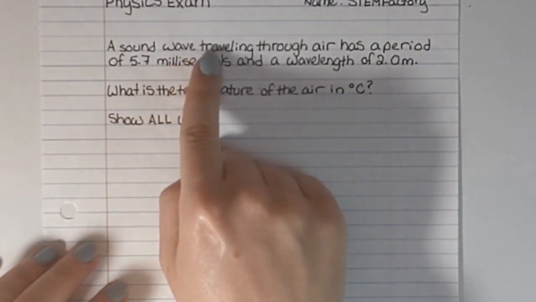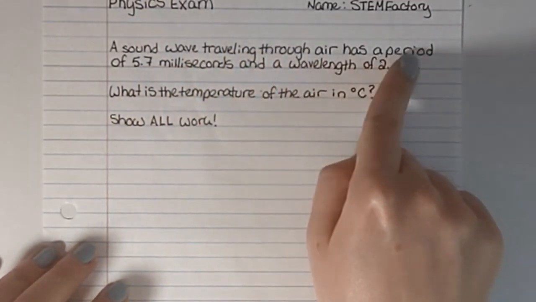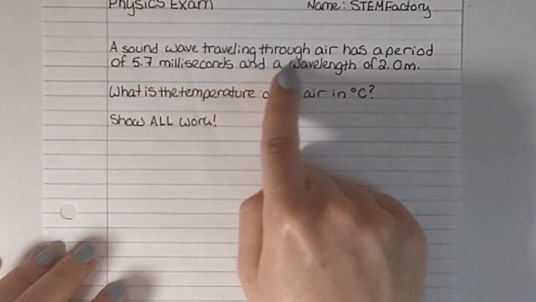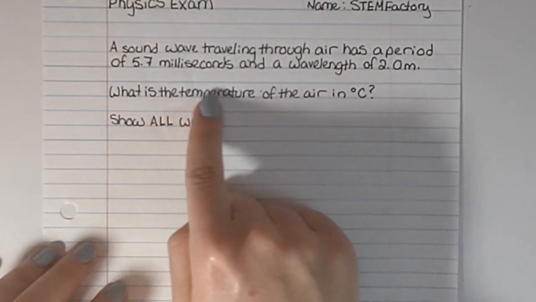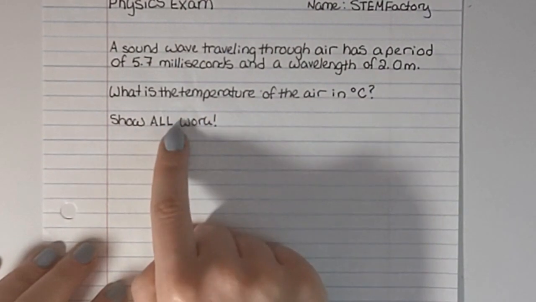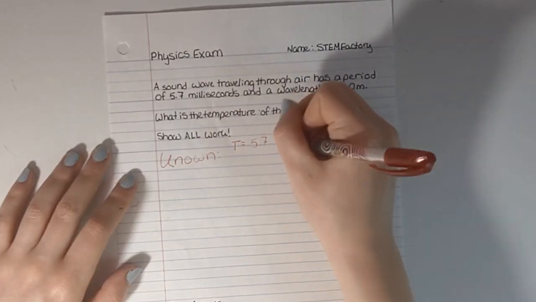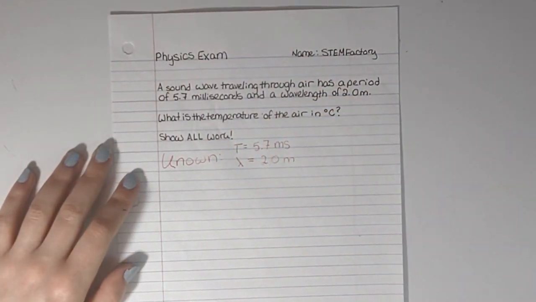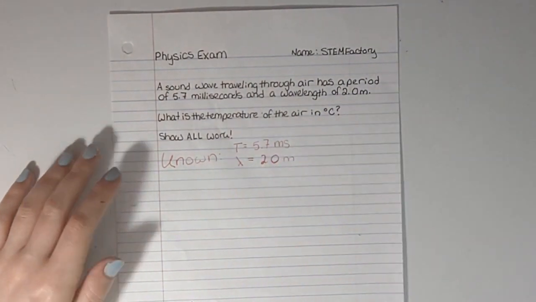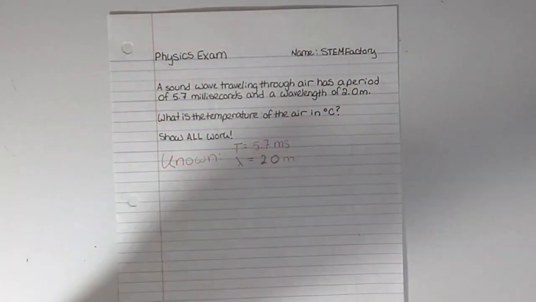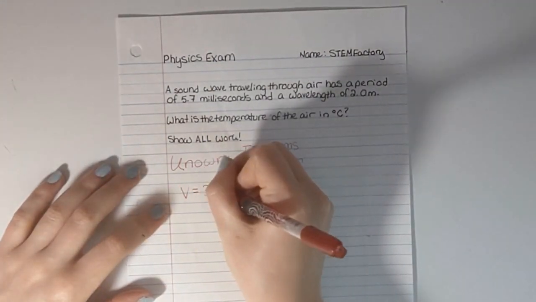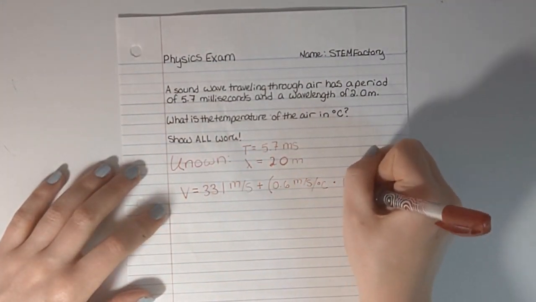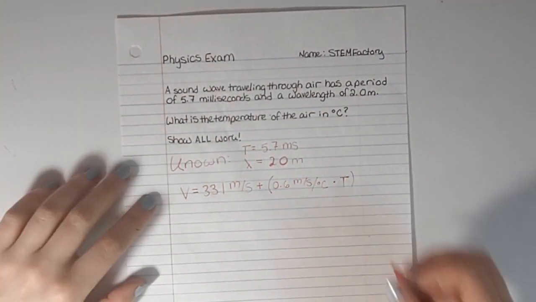A sound wave traveling through air has a period of 5.7 milliseconds and a wavelength of 2 meters. What is the temperature of the air in degrees Celsius? Okay, what is the problem asking? We need a temperature value in degrees Celsius, and we are talking about a sound wave. Great, we have a formula for that. So what are we missing?